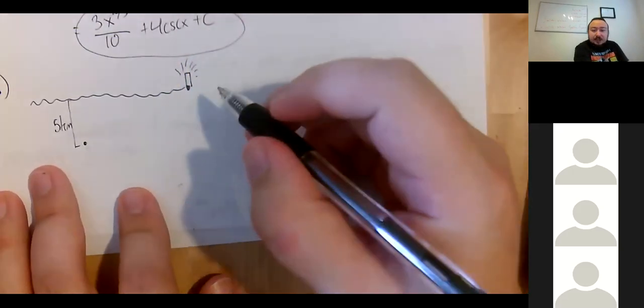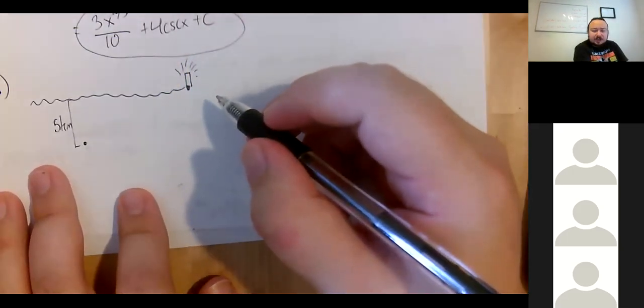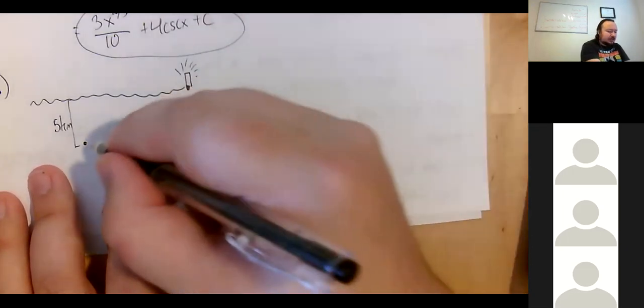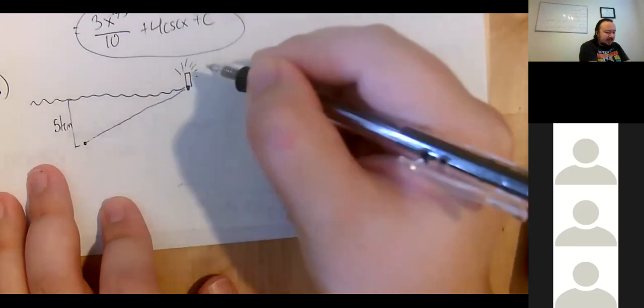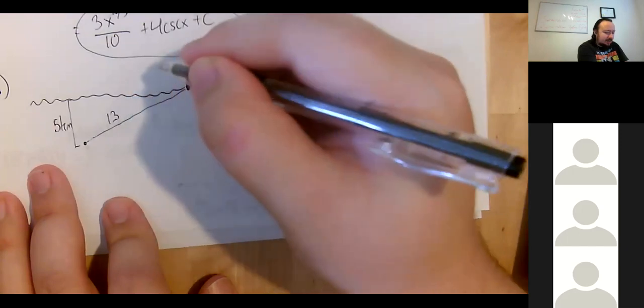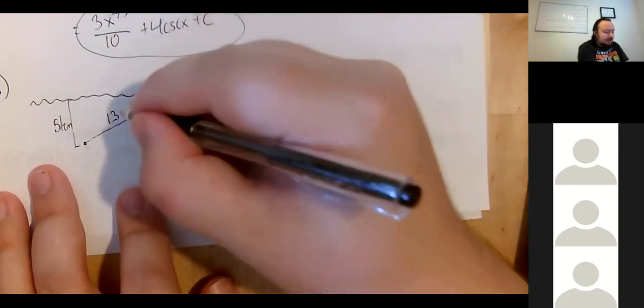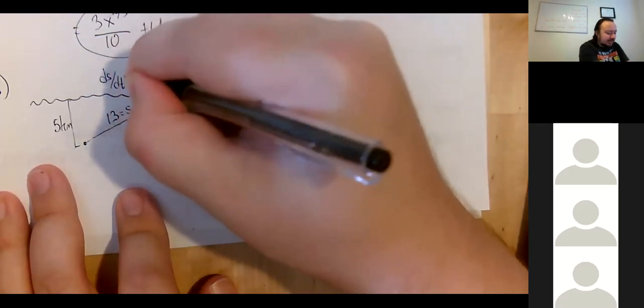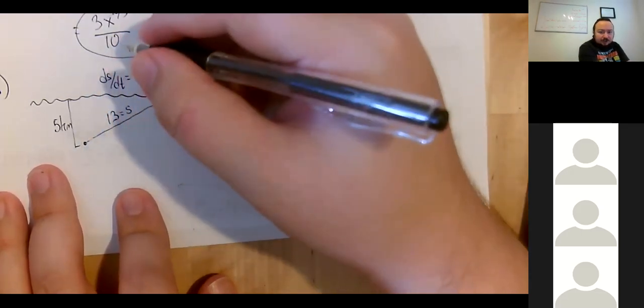There's our lighthouse. If the distance between the submarine and the base of the lighthouse is decreasing at a rate of 24 kilometers per hour, when the sub is 13 kilometers away from the base, what is the speed of the submarine? So what we're saying is that this distance right here is going to be 13. And we also know, we call this S, we know that ds dt will be negative 24.